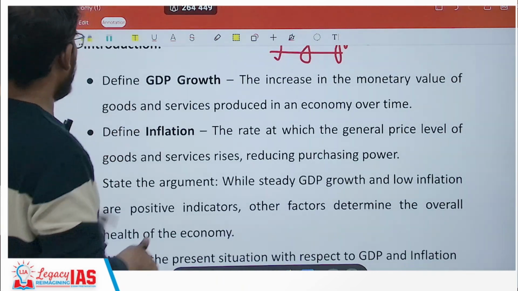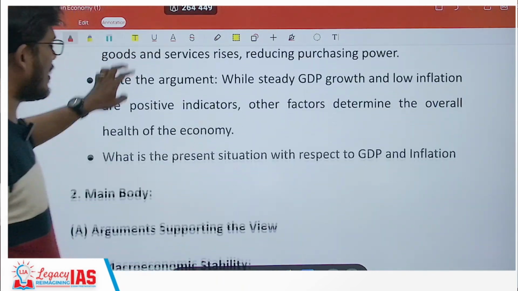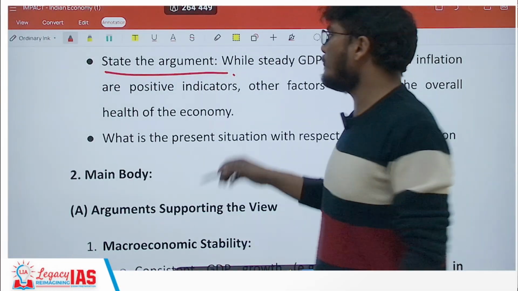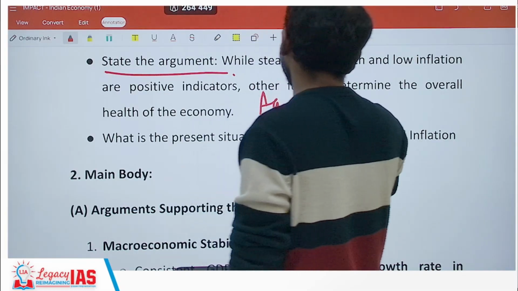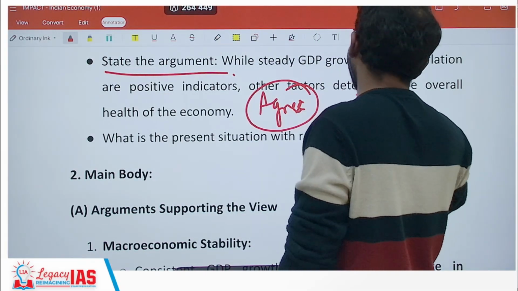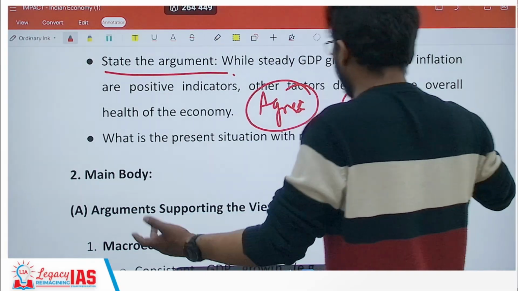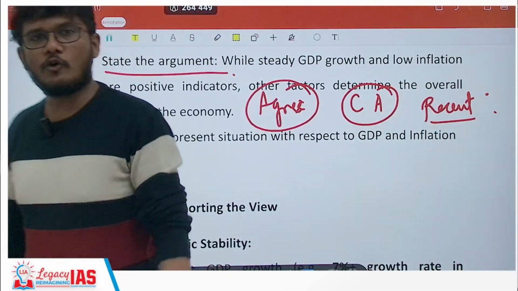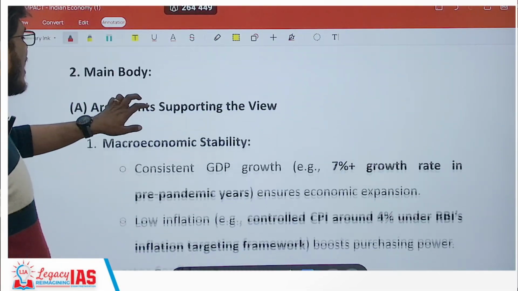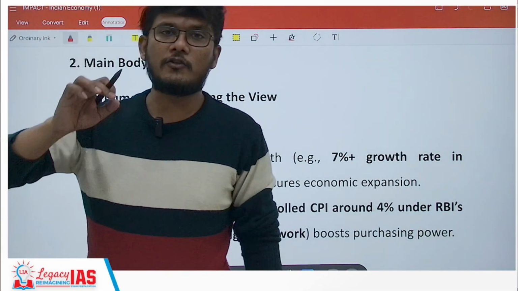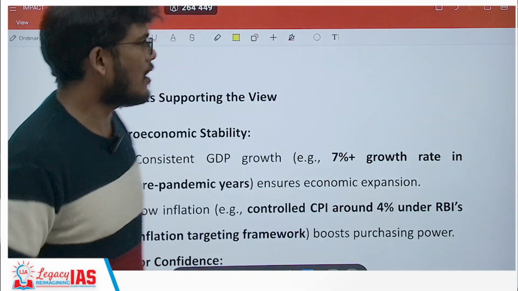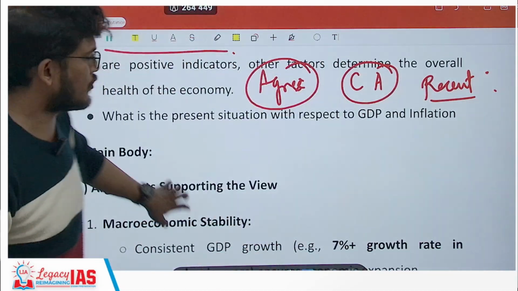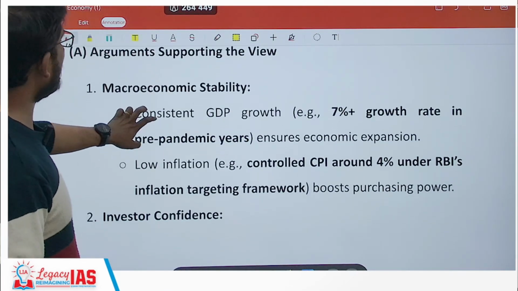So for the introduction, again, definition is the last resort. What you can do is state the argument in favor. So start with the agreement, or you can write about any current affairs point, basically with respect to the recent situation. Mention that and begin your introduction. Since it's a 10 marker, the introduction should be such that it directly attacks the question. So you can directly start by agreeing in the introduction itself. Then you have arguments supporting the view.